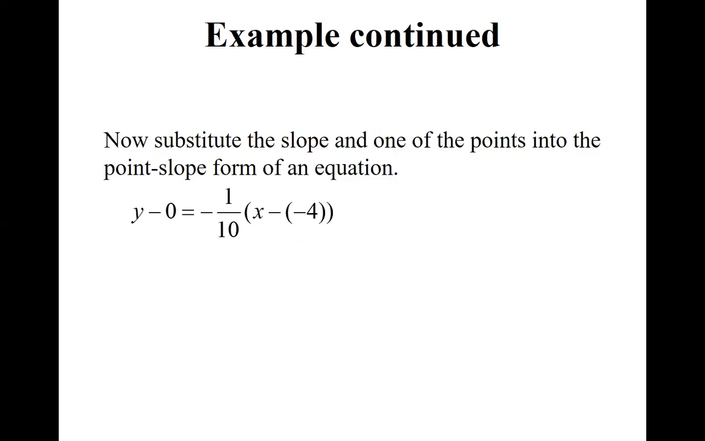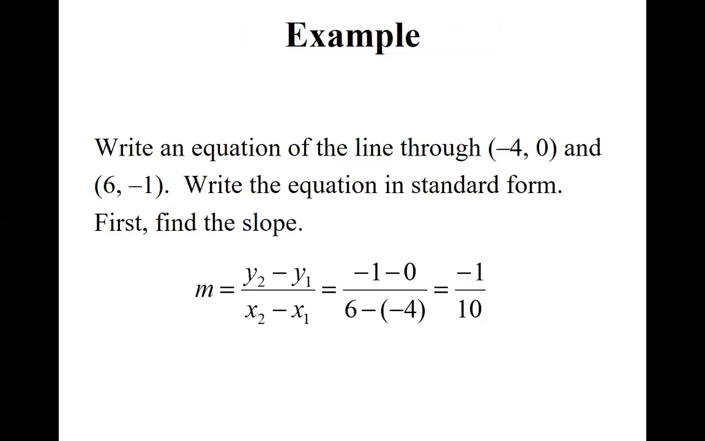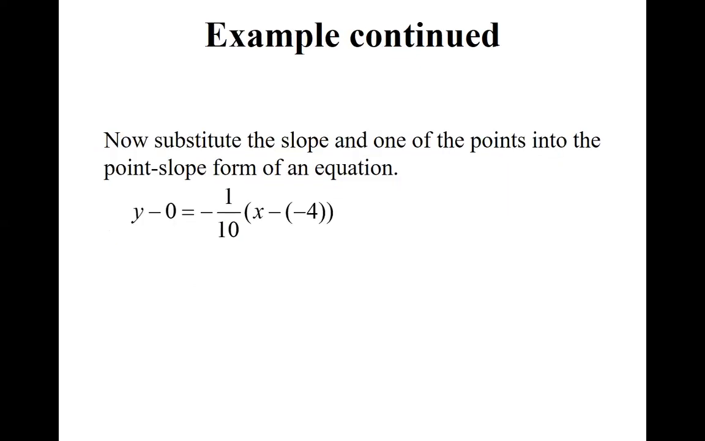Let's plug in to point-slope form. Y minus y1, y minus 0, equals m, negative 1/10, times x minus x1, x minus negative 4. We're using the point negative 4, 0. Remember, that was one of the points we were given. We would also get the same answer if we used 6, negative 1, though. I promise.